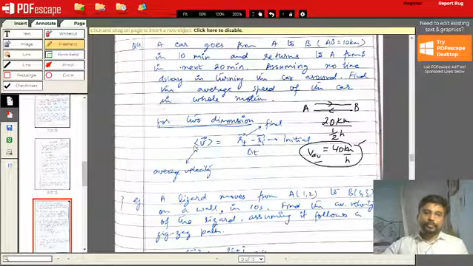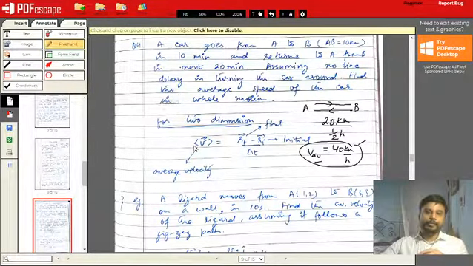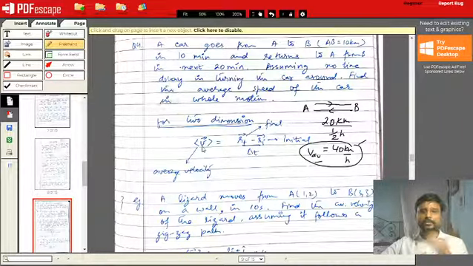So the average velocity is defined as displacement of the particle divided by time interval. So the final position vector minus initial position vector divided by the time interval of the particle is equal to the average velocity. So let us try to apply this.